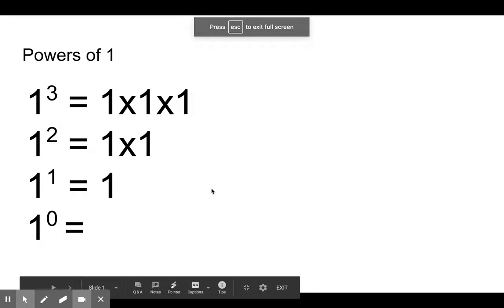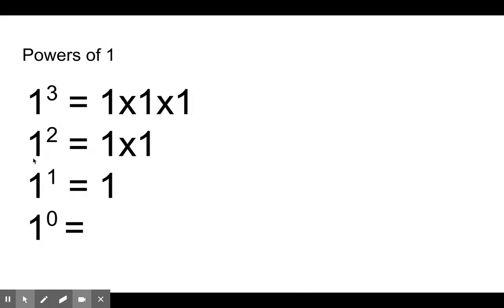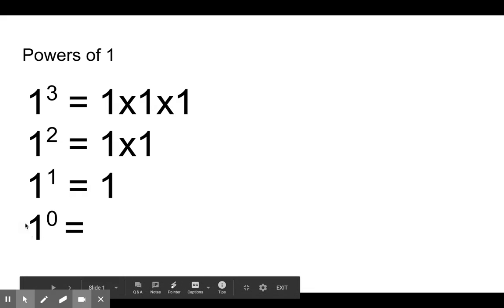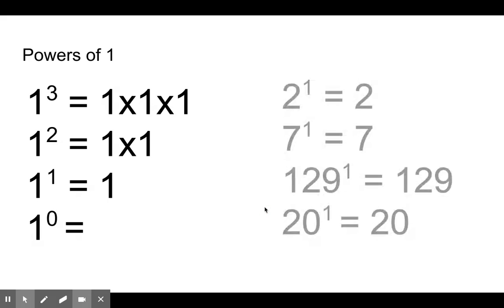Perfect. So powers of 1, we have two situations. You could have a base of 1, and clearly 1 to the power of 3 is 1 times 1 times 1, and that gives us 1. 1 to the power of 2, 1 times 1, also gives us 1. So anytime you have a base of 1 and any power, you're going to get an answer of 1. This is an interesting situation that I'll talk about in the next slide.